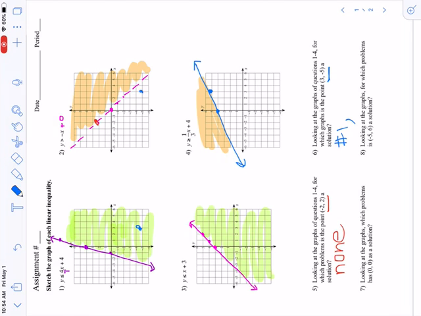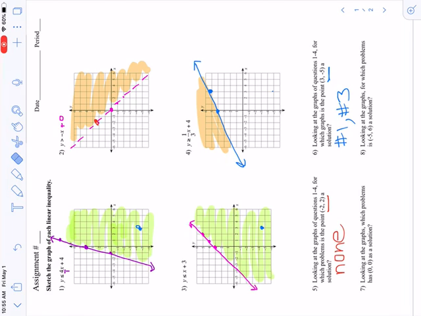Number 3, 3, negative 5 is in the shaded region. So number 3 is a solution. And number 4, if I look at 3, negative 5, obviously it's way below the line, so it would not be a solution. So for number 6, only questions 1 and 3 would be satisfactory answers.